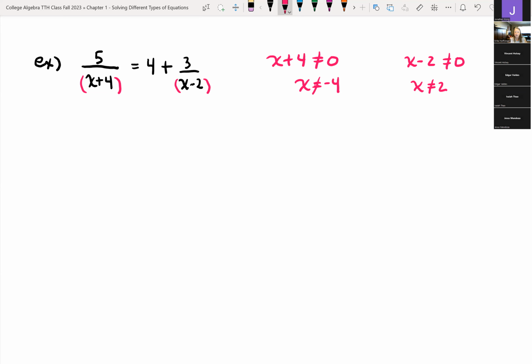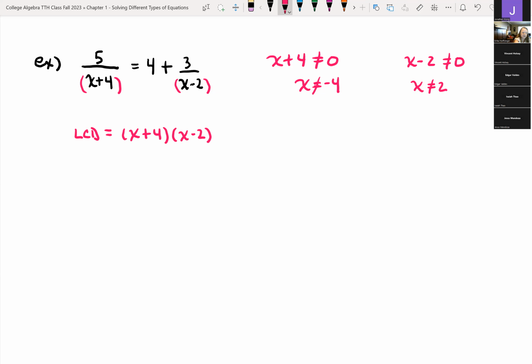So recall when we want to solve and we have fractions, we can clear the fractions by finding the least common denominator. And so our least common denominator, well, x plus 4 and x minus 2 are not common. They don't have any common factors. They can't be factored any further. So the LCD, or least common denominator, is x plus 4 all times x minus 2.